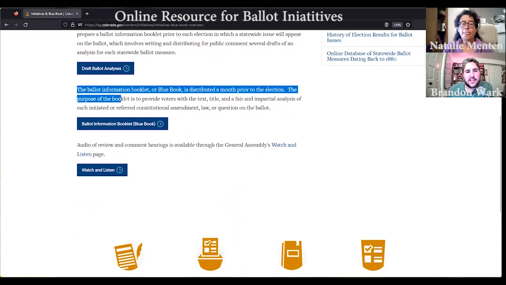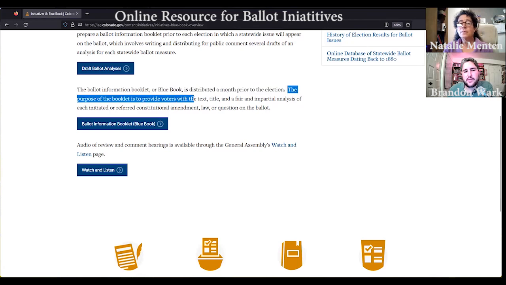And then we have the section on the Blue Book itself, and all Blue Books really since 1954. The ballot information booklet, or Blue Book, is distributed a month prior to the election. The purpose of the booklet is to provide voters with the text, title, and a fair and impartial analysis of each initiated or referred constitutional amendment, law, or question on the ballot.